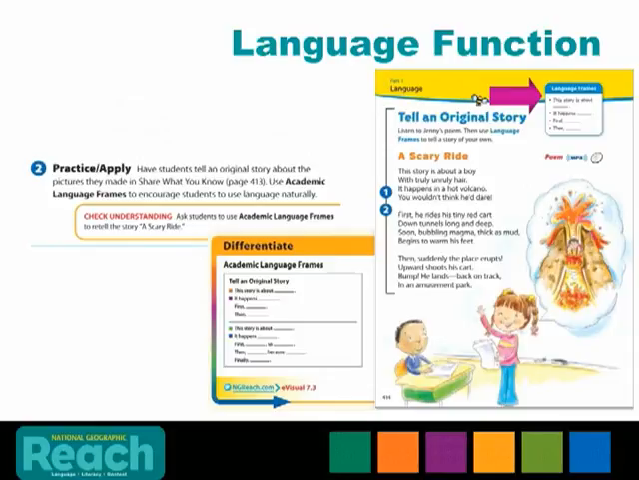Here, they tell an original story of their own using a picture that they created in the unit launch lesson. Teachers use the academic language frames that are shown here that differentiate instruction for this language function for students at all levels, beginning, intermediate, advanced, and advanced high. The Teach, Model, Practice, and Apply model is included with all skill lessons in REACH, and it provides the explicit instruction that students need, leading to student success.